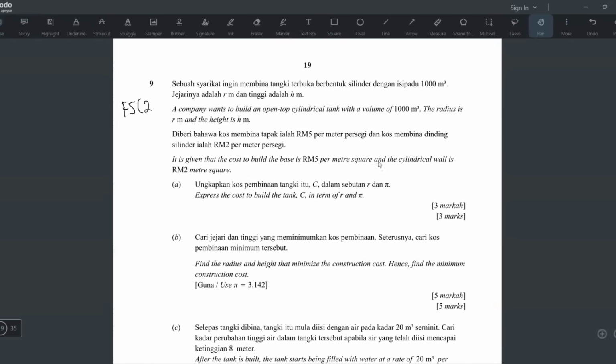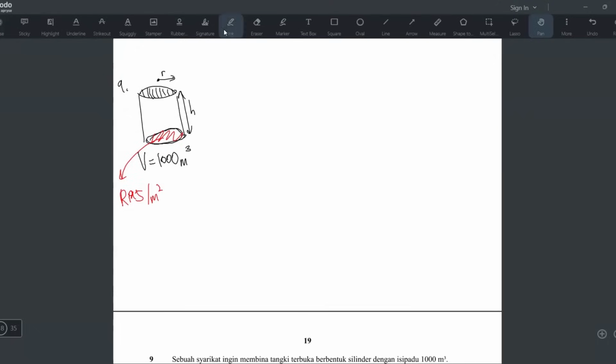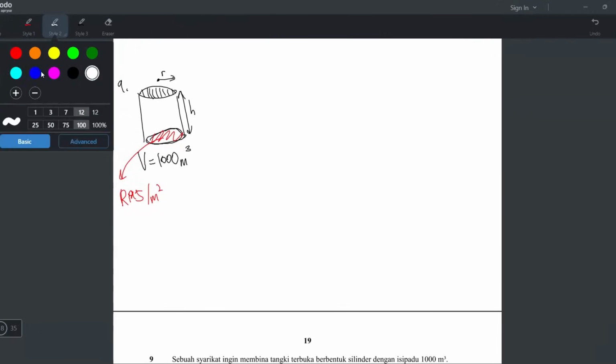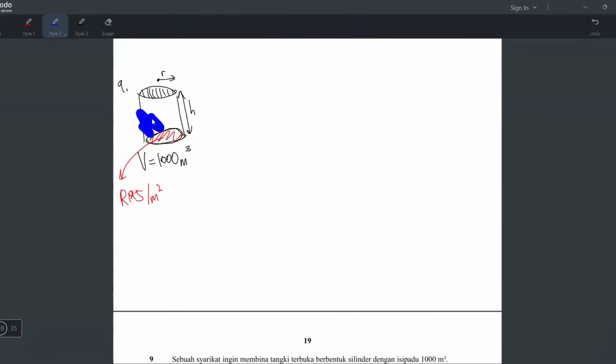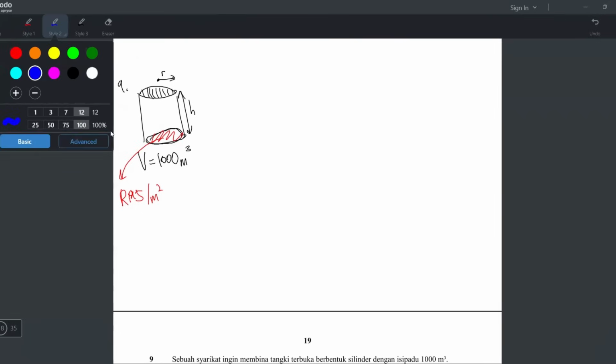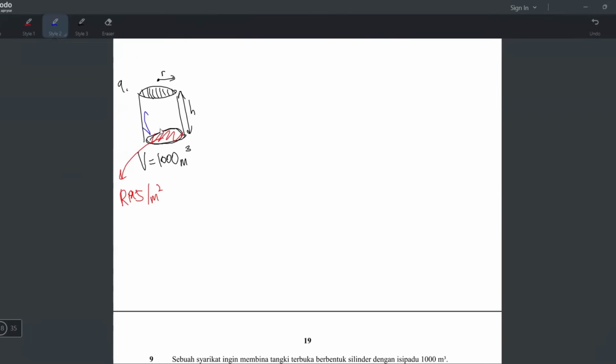Okay, what else? The cylinder wall is 2 ringgit per meter square. Oh, the cylinder wall. Okay, let me use another color this time. Blue color. Oh my god, why so big? Okay, so the cylinder wall is this one. And this one, the cost is 2 ringgit per meter square.